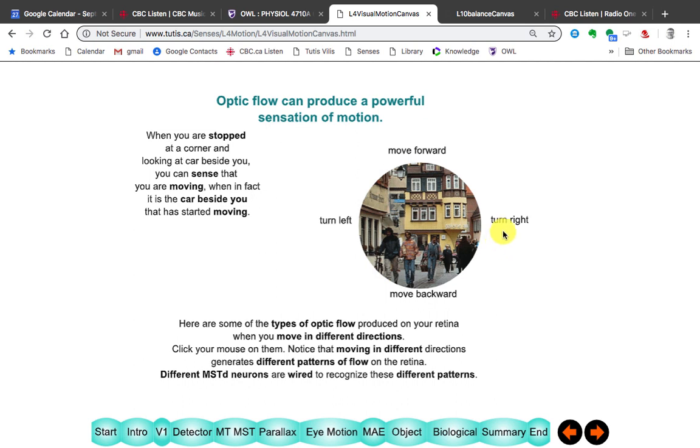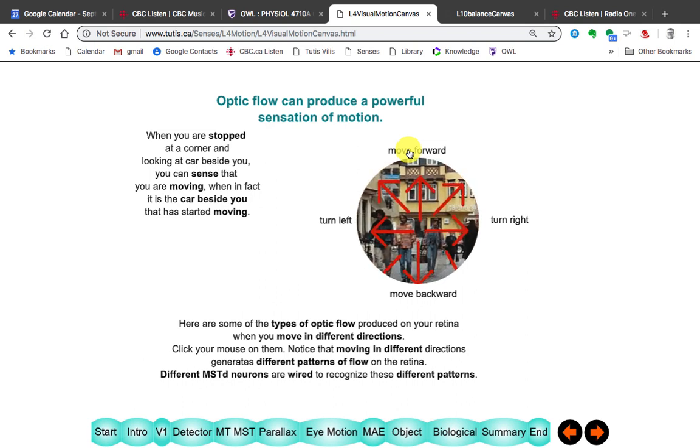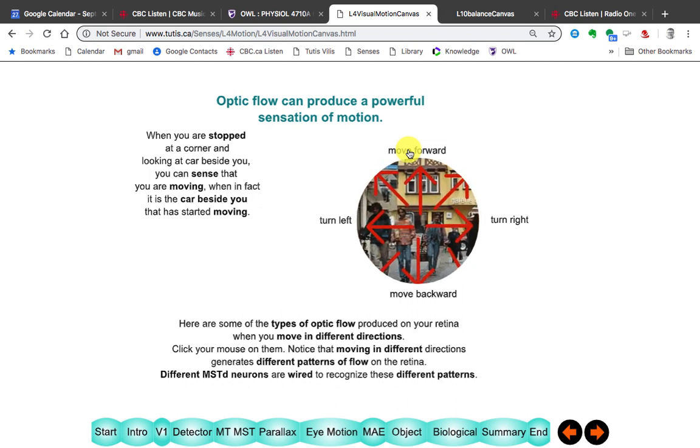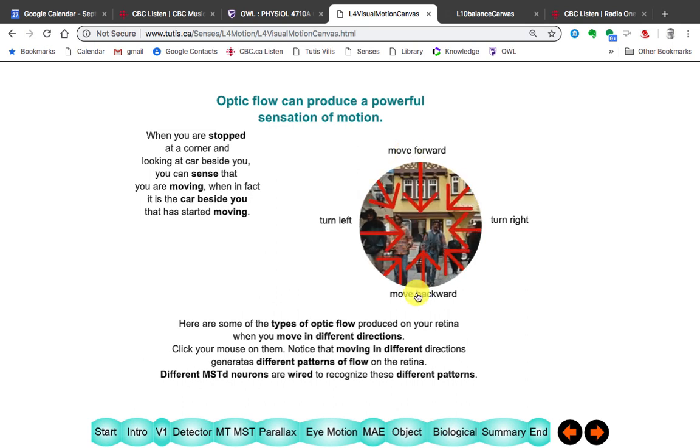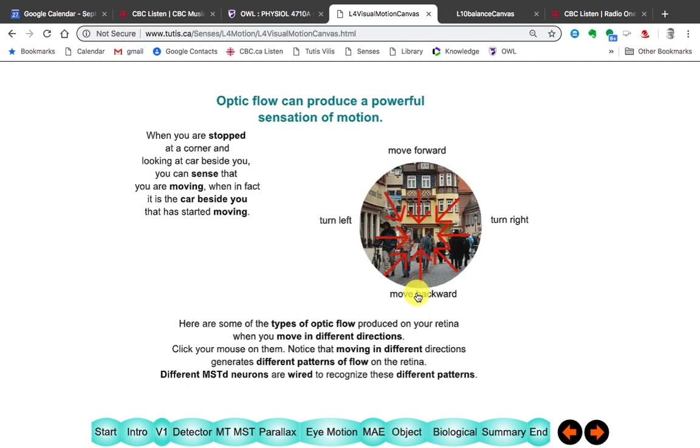So when, for example, I move forward, you can see that this pattern of motion appears on your retina. These lines spreading out, starting from where you're looking and going out to the periphery. When you're moving backwards, the opposite pattern appears. Things are heading towards the fovea. The motion is heading towards the fovea.